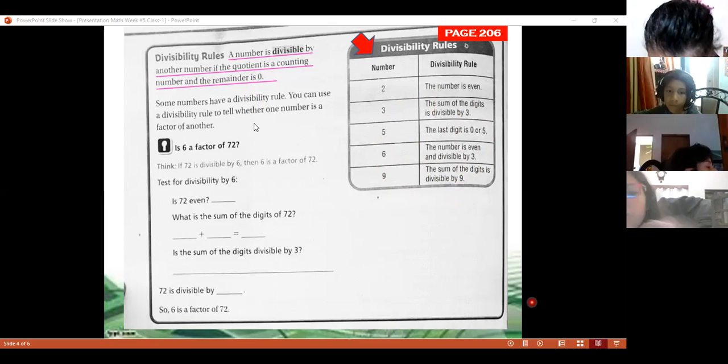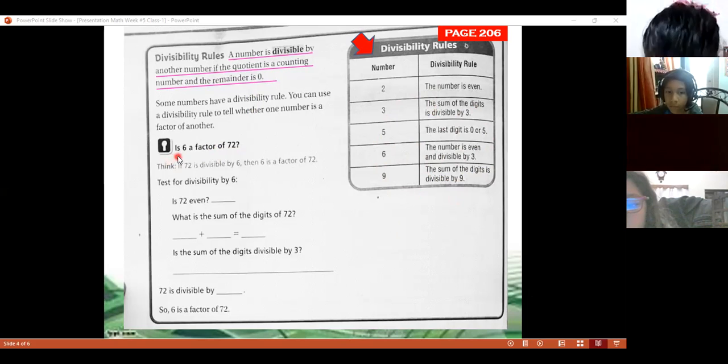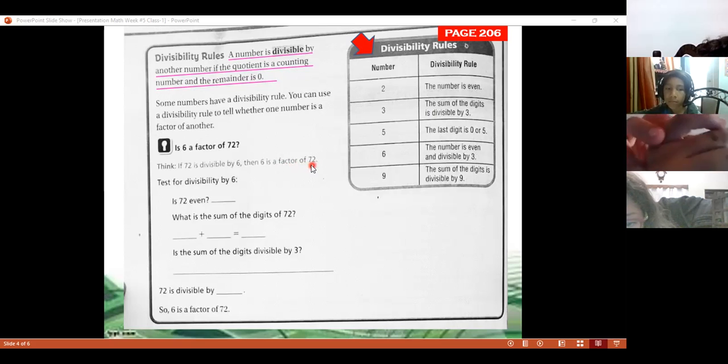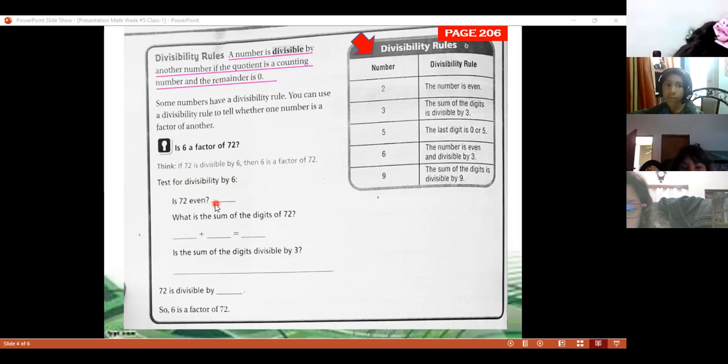So let's work on this first. It says number 6, a factor of 72. That is the question. Is 6 a factor of 72? It says, think if 72 is divisible by 6, then 6 is a factor of 72. Test for divisibility by 6. We're going to say, is 72 even, class, yes or no? We also need to identify here using the rule, class.